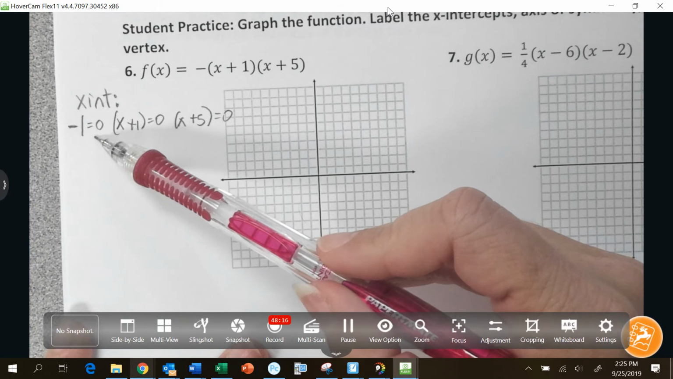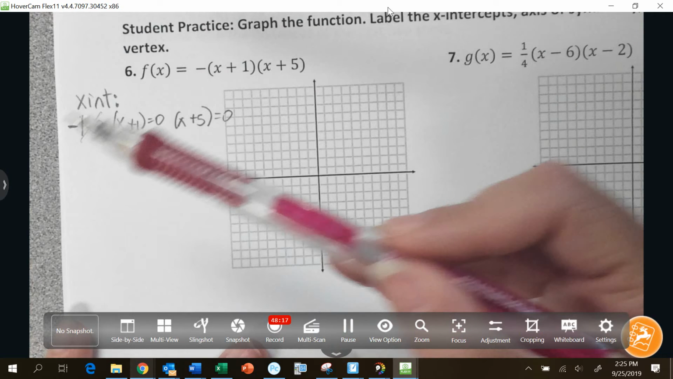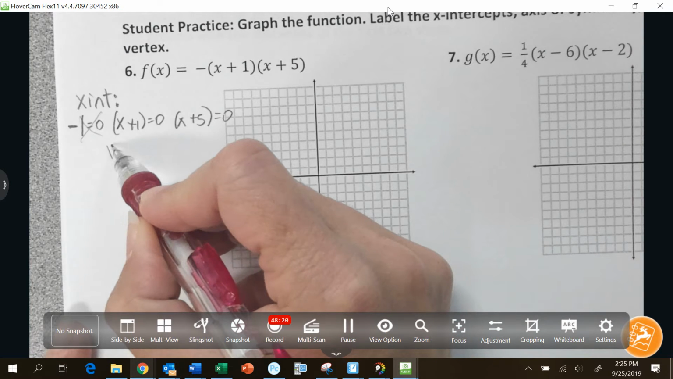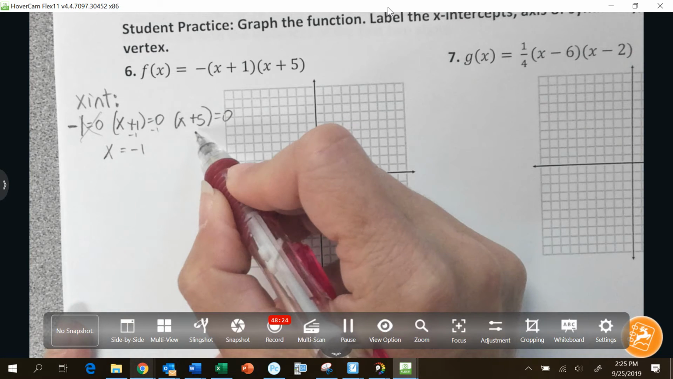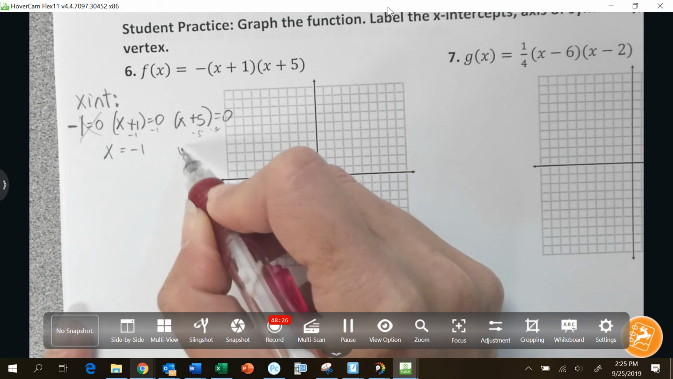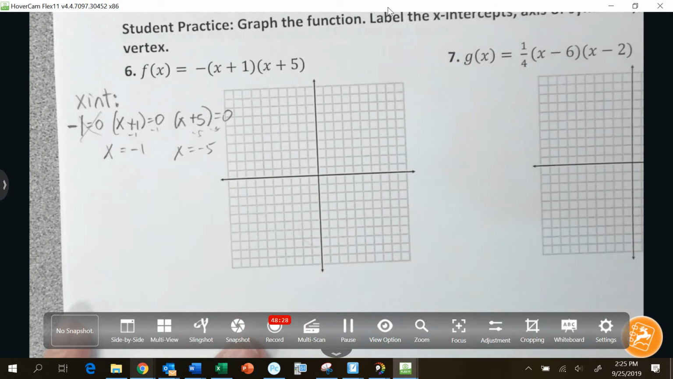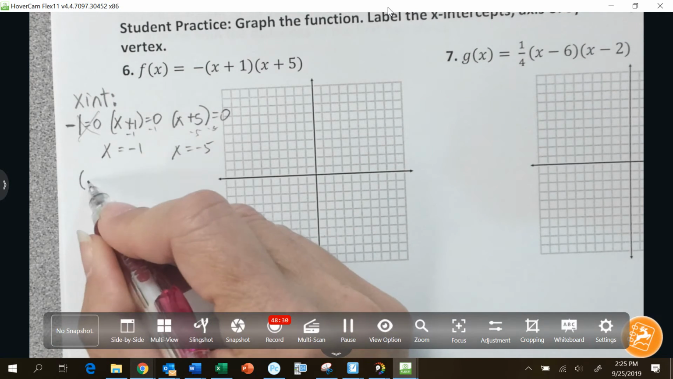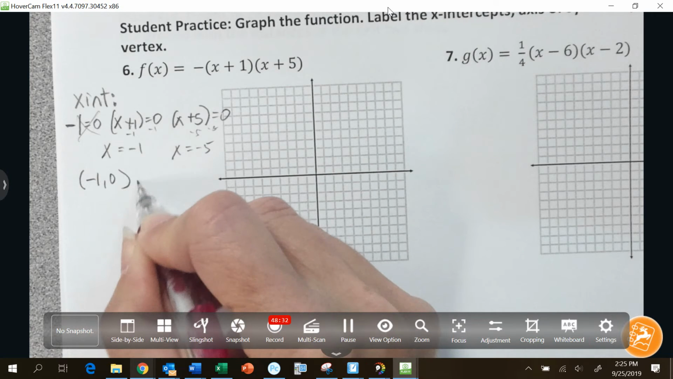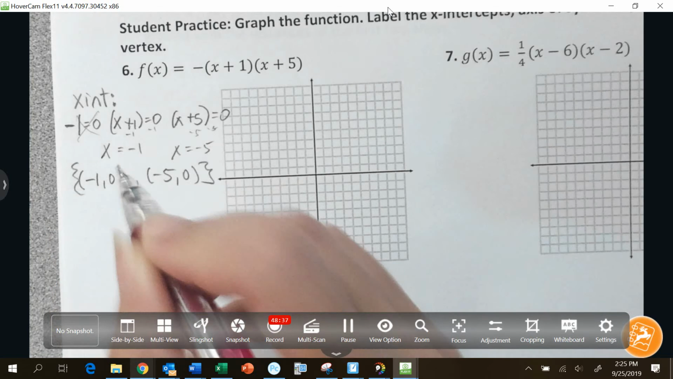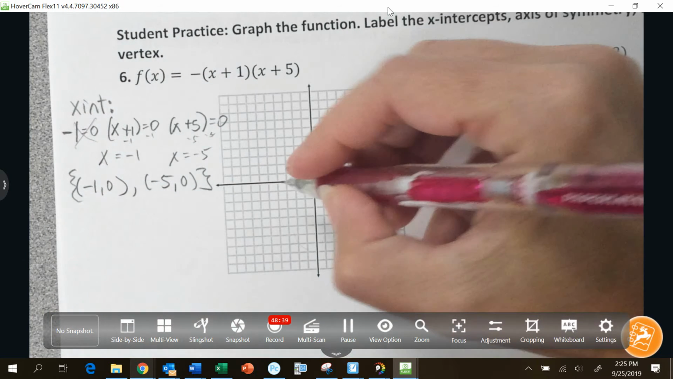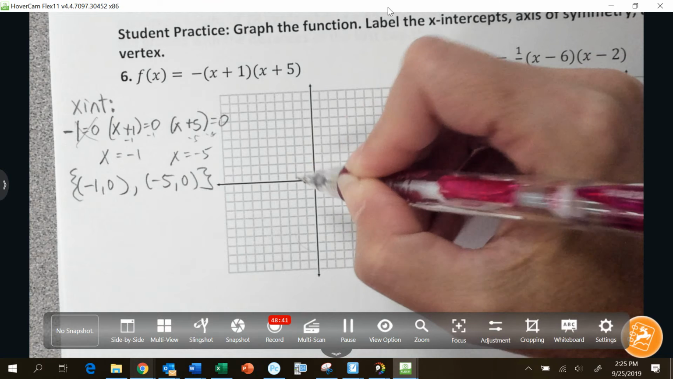Okay, so that one won't give us an answer. I can cross that out. My middle x, I'm going to subtract 1 from both sides, and I get x equals -1. And then subtract 5, and I get x equals -5. So my x-intercepts I write as (-1, 0), (-5, 0). They are ordered pairs. You put them in parentheses. -1 and -5.